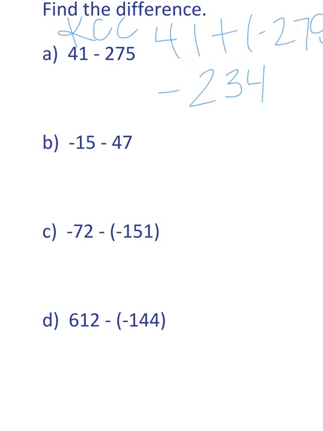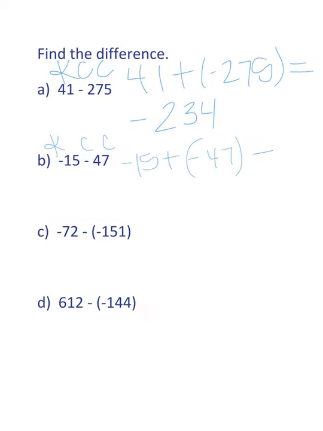On B, we have negative 15 minus 47. Keep, change, change. So we keep the negative 15, we change the minus to plus, and we change the positive 47 to negative 47. Oh, no, I'm sorry. We know that our signs are both negative, so our answer will be negative. If you do 15 plus 47, it's negative 62.